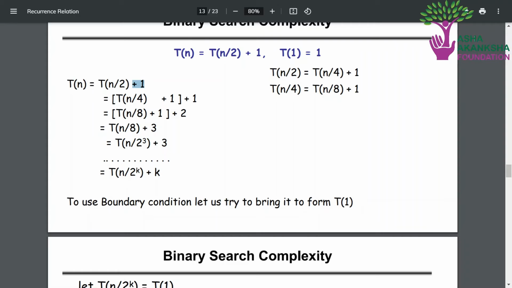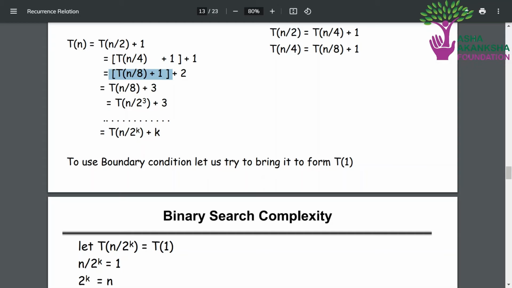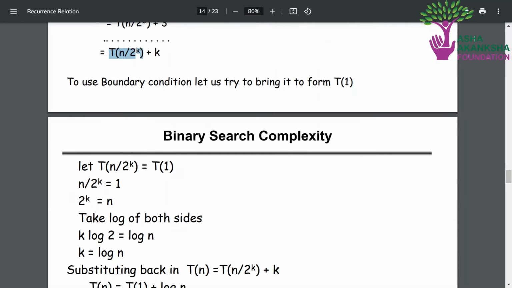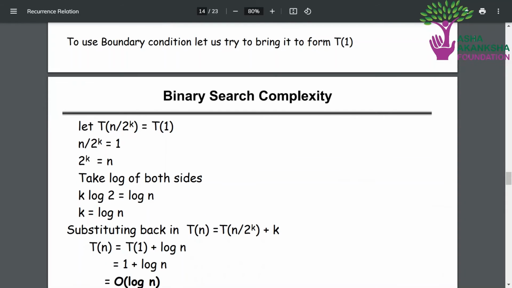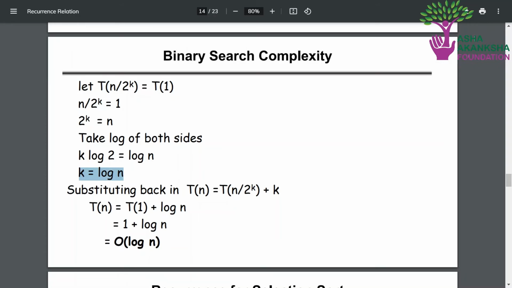So we can expand it further, which will make it T of n by 8 plus 1 plus 2, and we can do that as many times. Let's say we have done it k times, so at the end of the kth expansion we'll get T of n by 2 to the power k plus k. So we'll use the boundary condition now, that is T of 1 equals 1. So we will assume that T of n by 2 to the power k equals 1. That means 2 to the power of k equals n. So we will take log on both sides, and we will finally get k equals log of n.